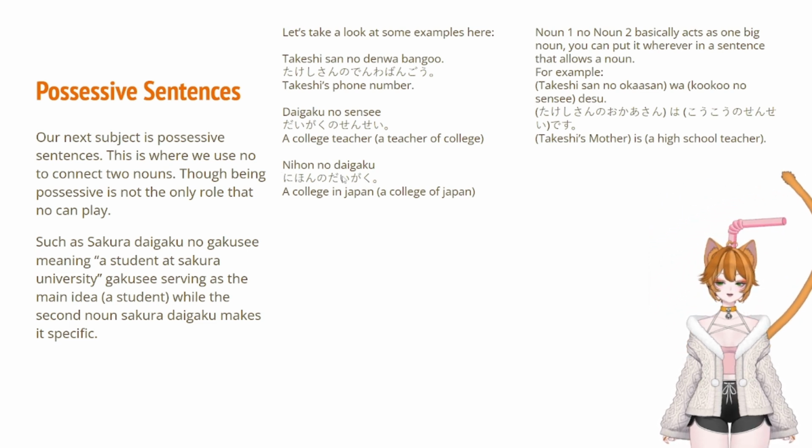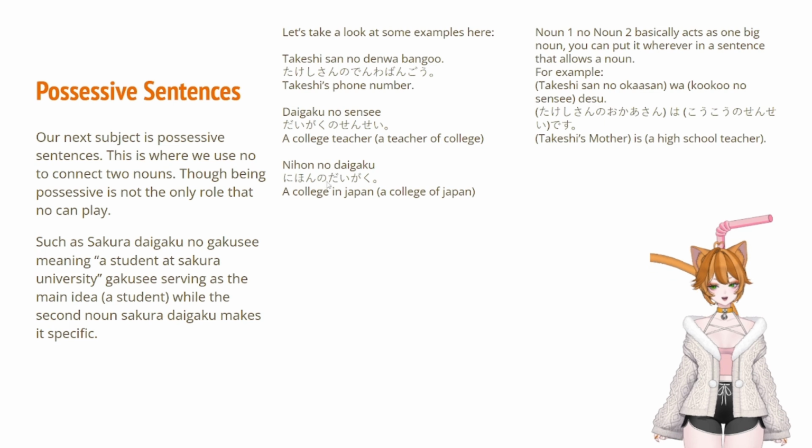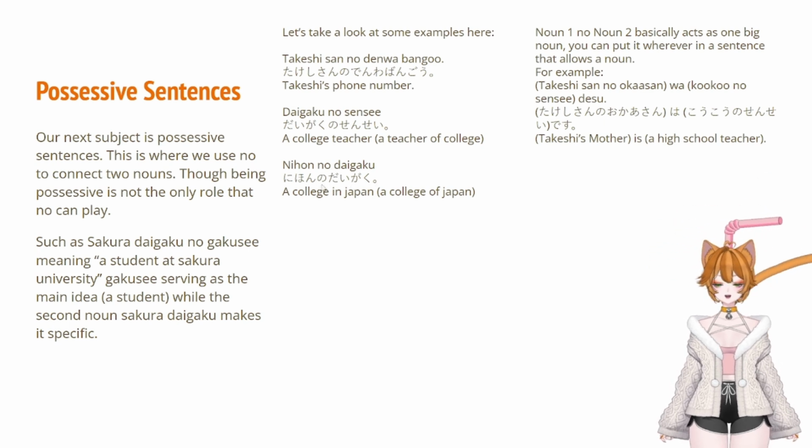Nihon no daigaku, a college in Japan or a college of Japan. Remember, daigaku, no, meaning of Nihon, Japan. So, University of Japan. And obviously that wouldn't be like if we were trying to say this is the University of Japan. It is just specifying a university in Japan.